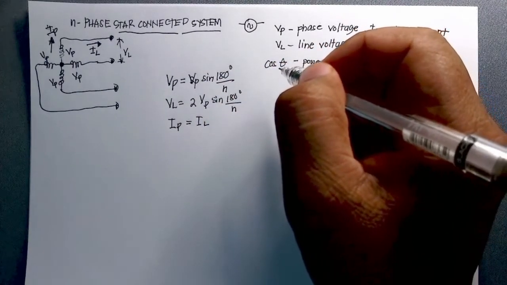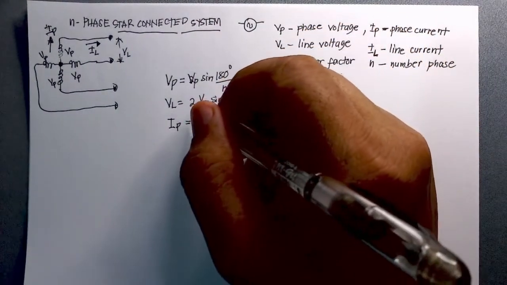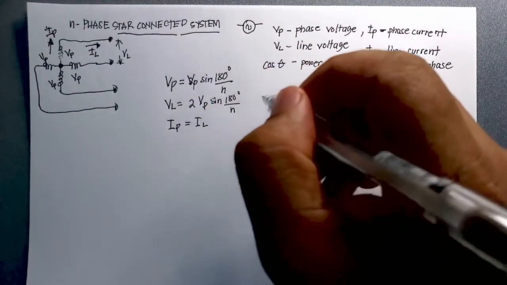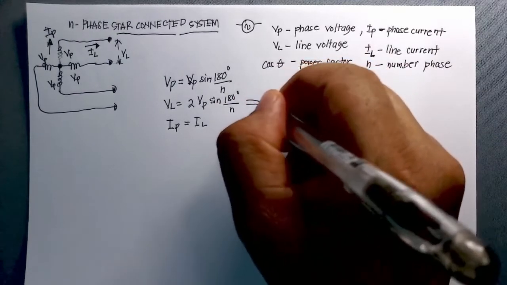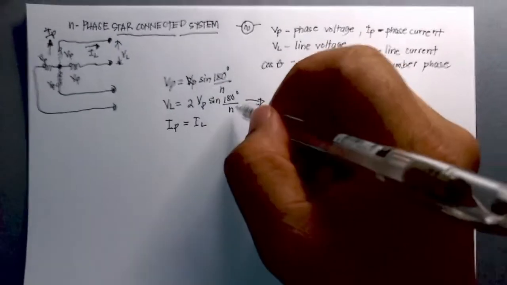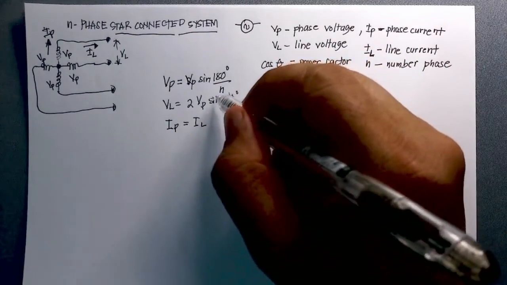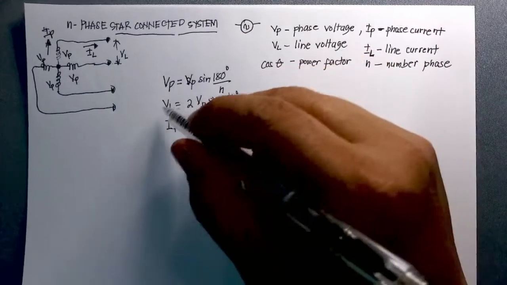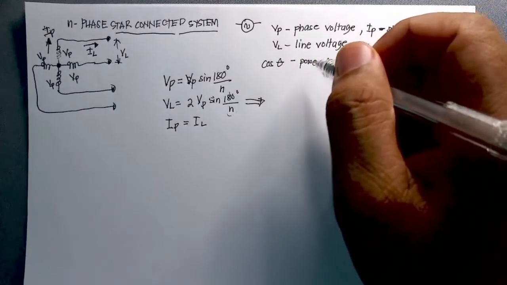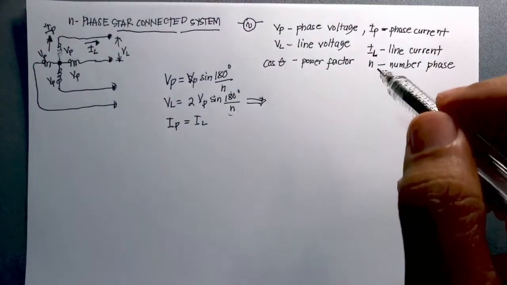Okay, so by the way, we can further deduce this equation. Why? Because sine 180 degrees, if you have a fixed value for N, you just substitute it, and then you can get the value of this one multiplied by 2. So you can actually deduce that, specifically in a 3-phase system. Okay, so this is for the N-phase star connected system.